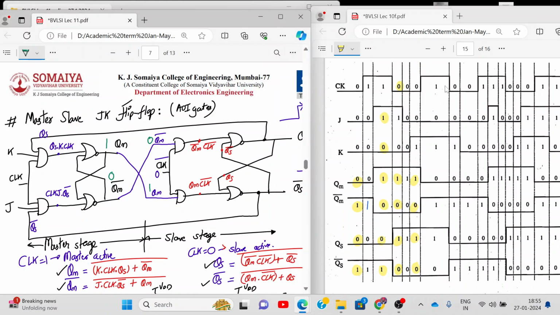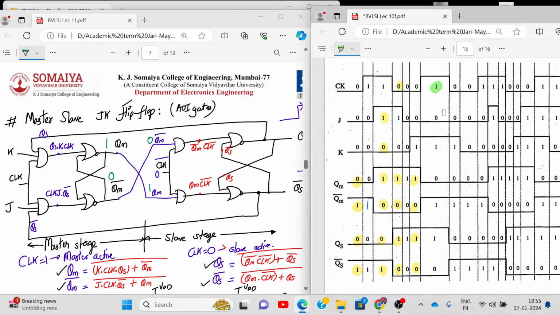Now let's go over here quickly, please. Now we are in this stage. Let me change the color. Now clock is 1 again, and now J is 0, K is 1. So what should be the output? Reset हो गया ना, ये 0 1 हो गया, right? Correct ना? But what will be the slave output? Slave output will remain 1 and 0. Why? Because clock 1 में slave off हो गया. Slave is off. That's why output will remain as it is, 1 0. Correct? Yes, sir.